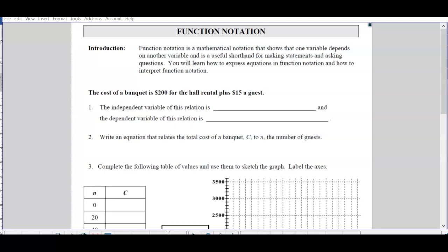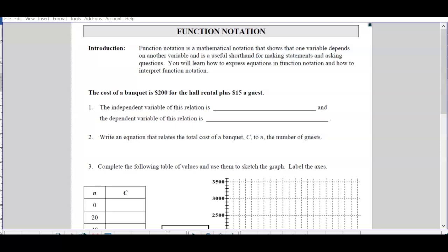So let's read the introduction. Function notation is a mathematical notation that shows that one variable depends on another variable and is a useful shorthand for making statements and asking questions. You will learn how to express equations in function notation and how to interpret function notation.